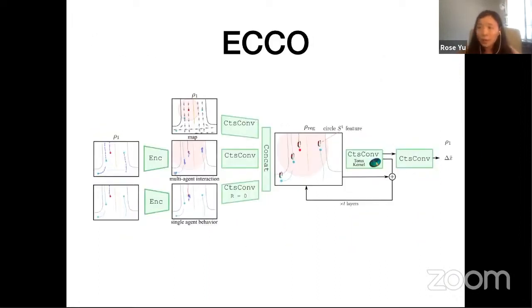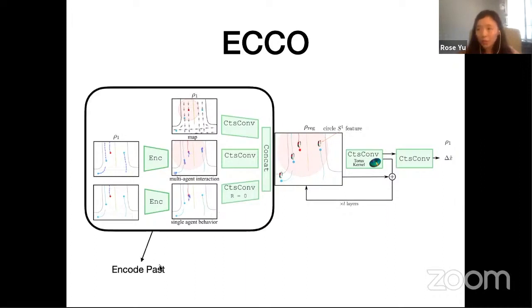So essentially, we designed a new type of continuous convolution that is guaranteed to be equivariant under continuous rotation, right? What we did is that we can use this continuous convolutional kernel as the basic module in our prediction framework. So we use an encoder-decoder type of architecture to predict the future positions of cars. Essentially, we have an encoder that encodes the past of the trajectories. So we have three separate components to encode, for example, the map information in the autonomous vehicle, the interactions between different agents, and the single agent according to its past.